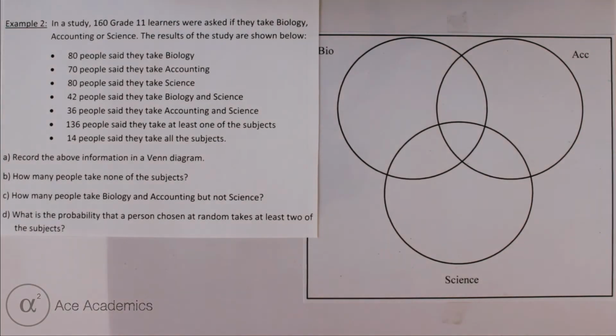In this example, we will look at how to sketch our own Venn diagram. The example reads, in a study, 160 grade 11 learners were asked if they take biology, accounting, or science. The results of the study are shown below.